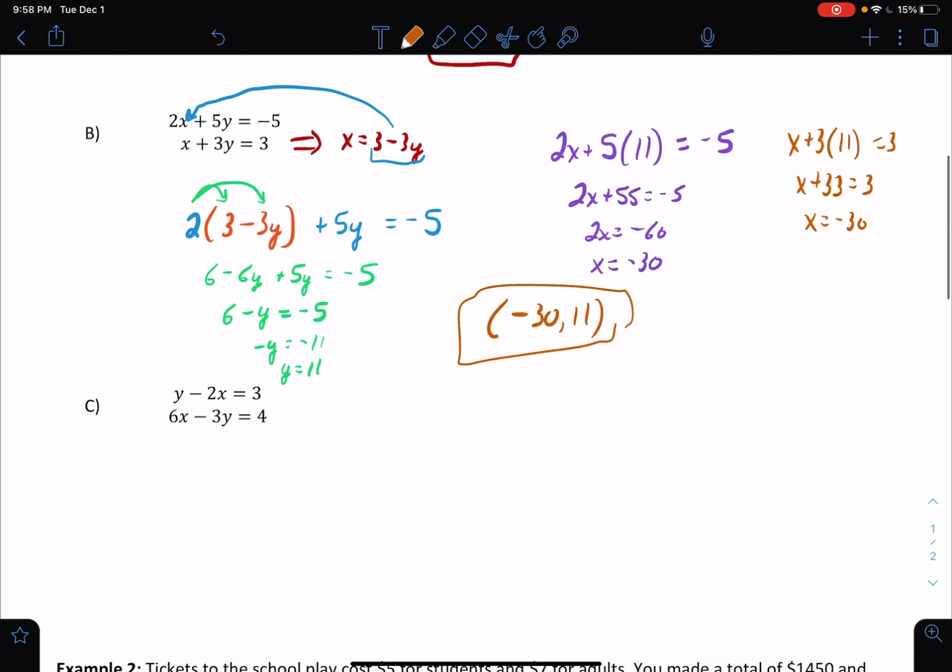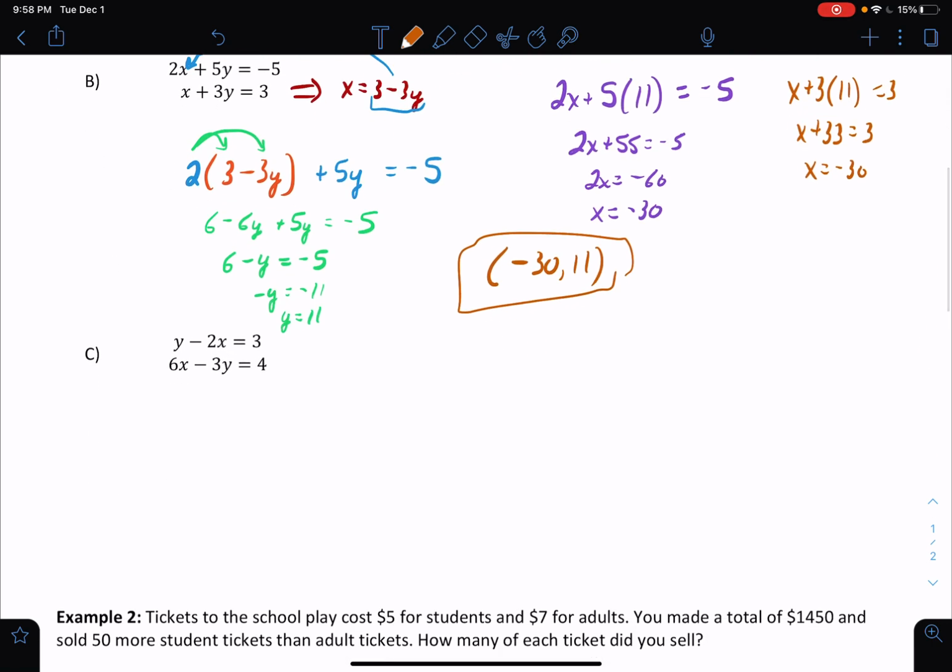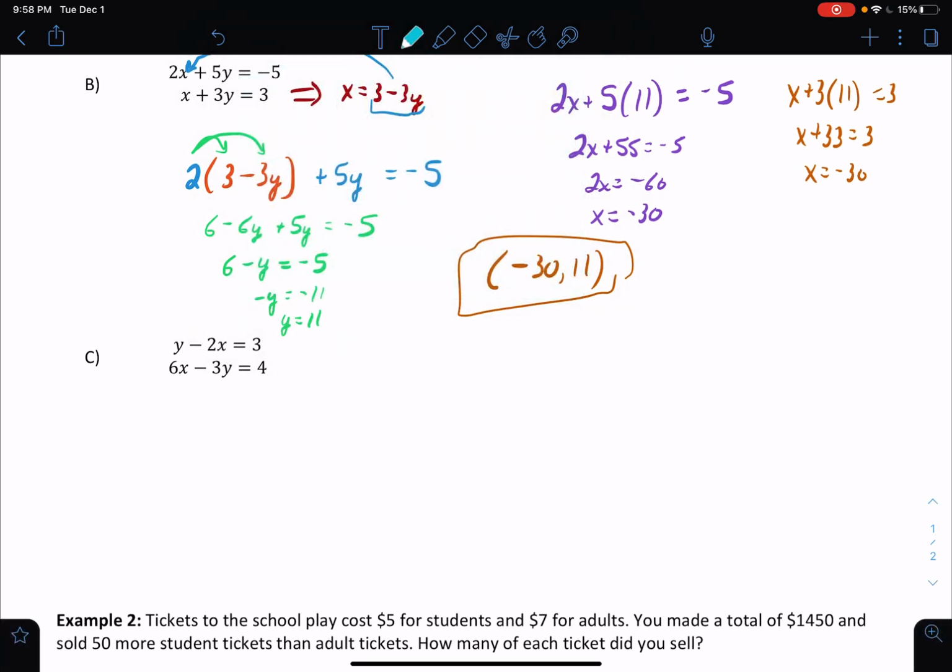So, what about in part C? Y minus 2x equals 3 and 6x minus 3y equals 4. Is there a variable that is by itself or that I can easily get by itself? Yes. I can get this top equation, I can get the y by itself. I'm just going to add 2x to both sides.